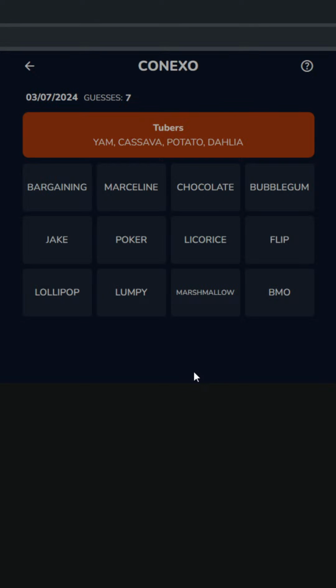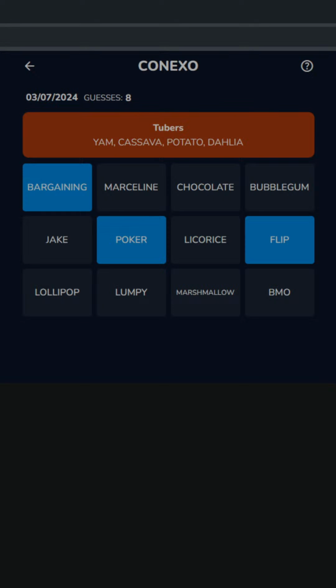There are some other word groups here that I cannot cook up. I am not cooking these. I have no idea what flip could be. The thing that comes to mind is like the marshmallow poker flip fire. Marshmallow poker. I think I already guessed that though. Maybe poker the game? Poker, bargaining, flip. What's another term? I can't think of anything else that could fit with these.